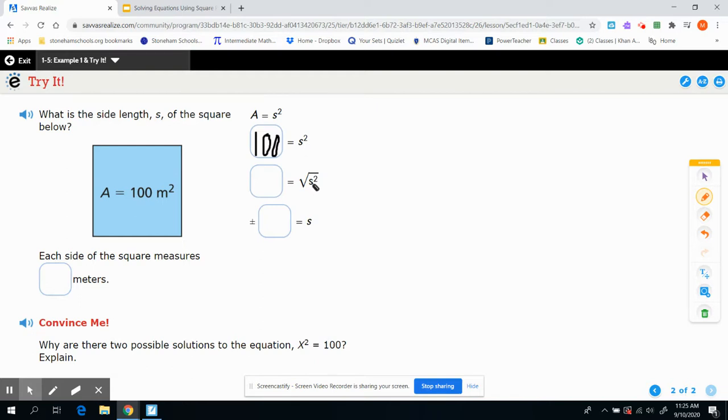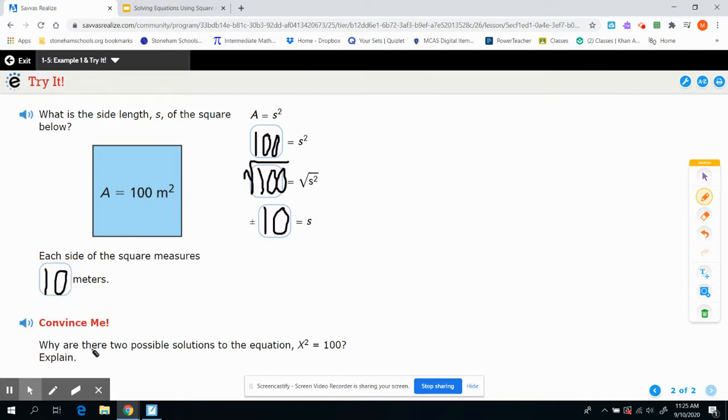Now, just like before, here they're using a square root because a square root is what's going to cancel out my squared here. I just want to get s by itself. In the last example, we used a cubed root because we had an x cubed. Square root is going to be used to get rid of the squared here. So likewise, I'm doing the square root of 100. Square root of 100 we know is 10. So each side of the square measures to be 10 meters.